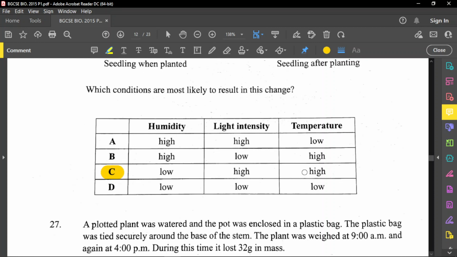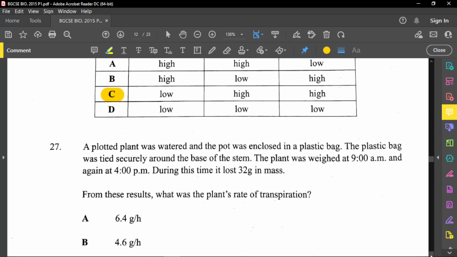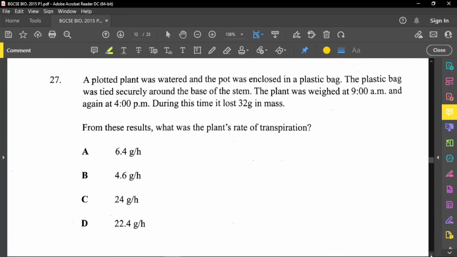All right, so let's look at question number 27. A potted plant was watered and the pot was enclosed in a plastic bag. The plastic bag was tied securely around the base of the stem. The plant was weighed at 9 a.m. and again at 4 p.m. During this time, it lost 32 grams in mass. It said, from these results, what was the plant's rate of transpiration?